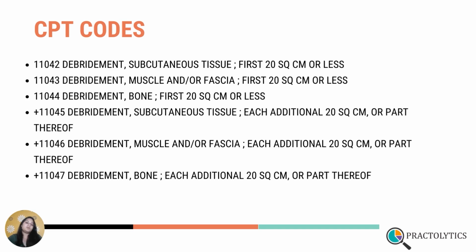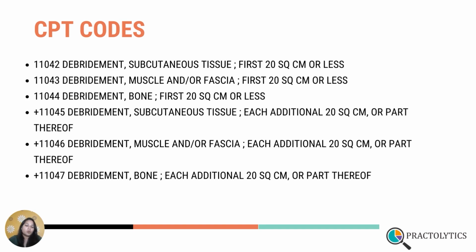And moving on to 11045, 11046, 11047. These three are the add-on codes that are supposed to be used after each additional 20 square centimeters or part thereof. Again, this is dependent upon the depth to which the debridement has been performed. Now, you should be having a question here: what are you supposed to do if you have multiple debridements or multiple wounds that were debrided on the same date? No worries, here is the answer.